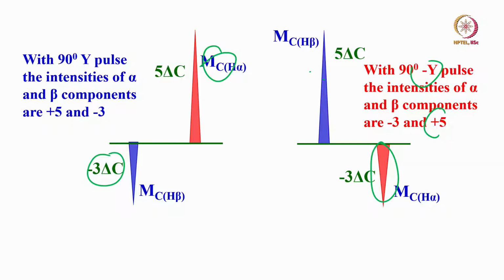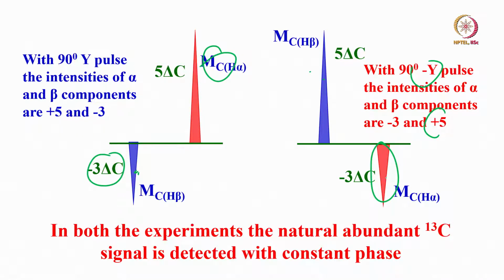When you apply, instead of plus y pulse, a minus y pulse, these two components interchange. That is all; nothing else happened. This became plus 5, this became minus 3. In both experiments, the natural abundant carbon 13 signal is always a constant phase. That is not getting changed. It remains the same, always with the constant phase.